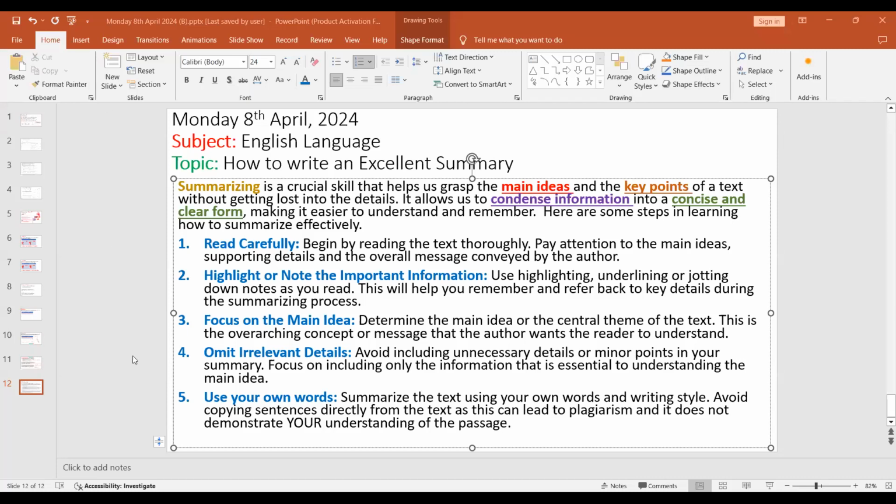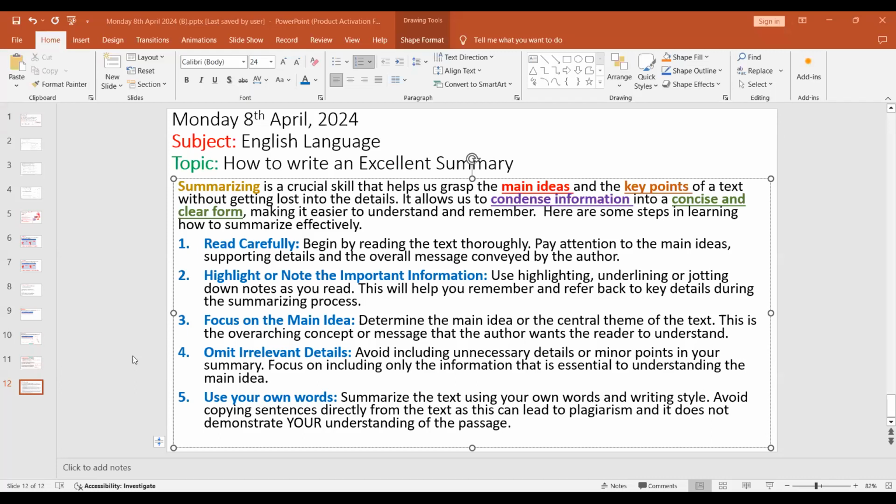Summarizing is a crucial skill that helps us grasp the main idea and key points of a text without getting lost in details. It allows us to condense information into a concise and clear form, making it easier to understand and remember. Here are some steps in learning how to summarize effectively. Thank you.